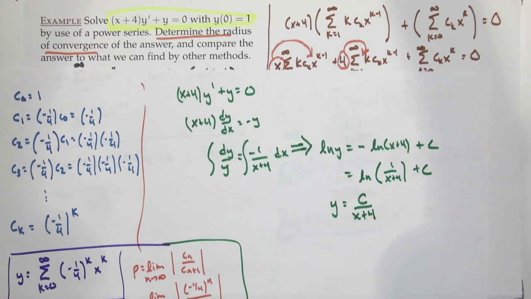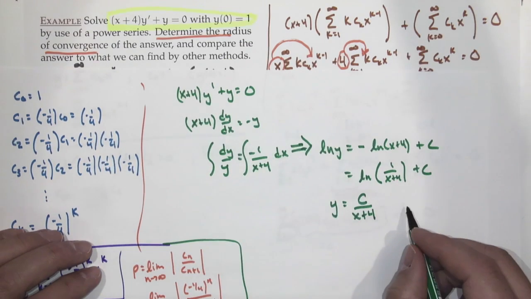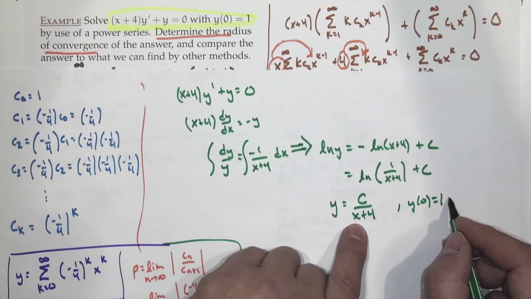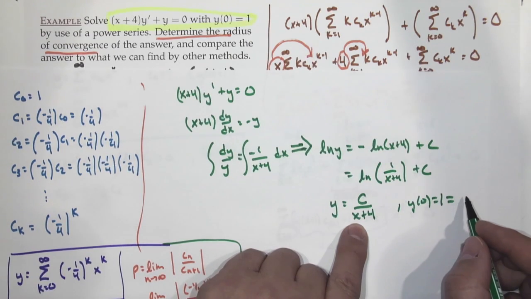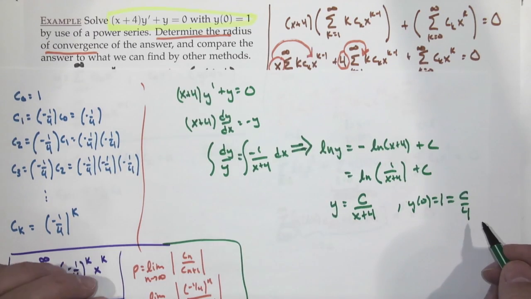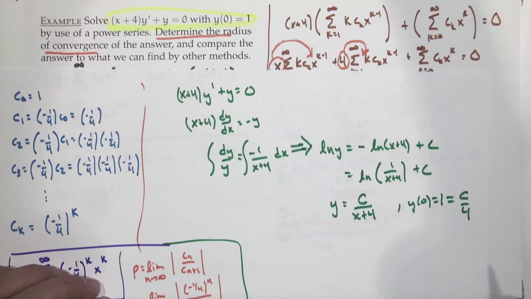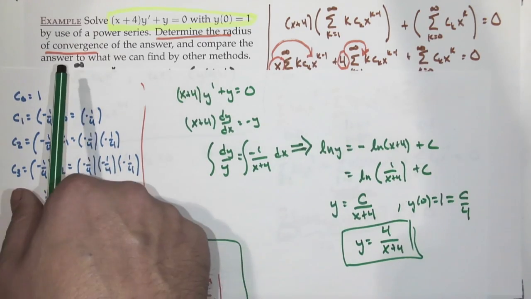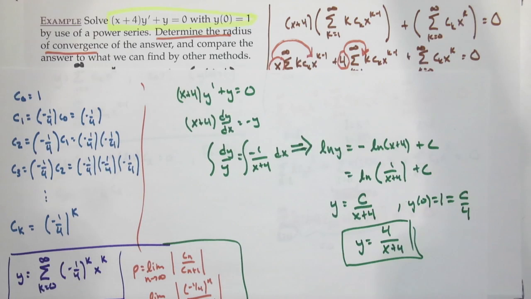But what else do we know? y of 0 equals 1, right? If we plug in 0 to here, what do we get? C over 4. So what's our answer for C? C should be 4. So we come to the conclusion that y should be 4 over x plus 4. Okay, so here's our answer by other methods.